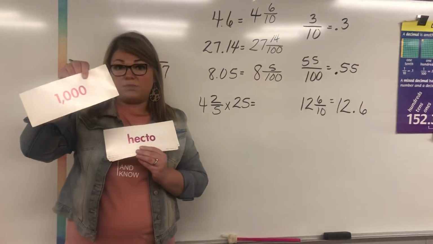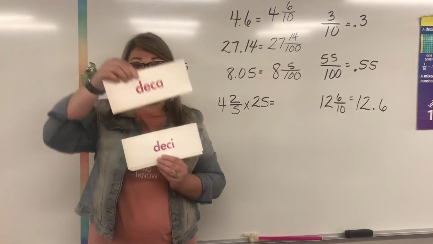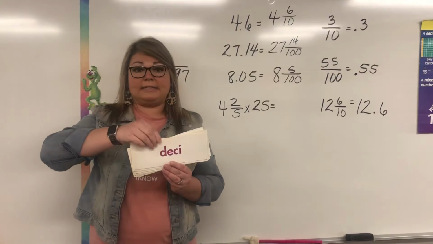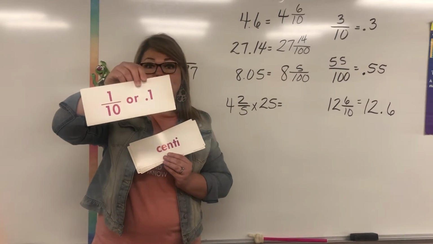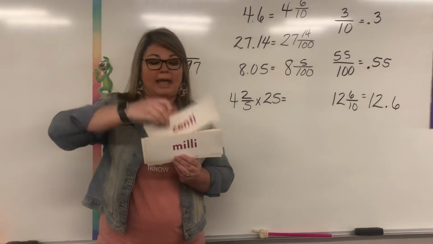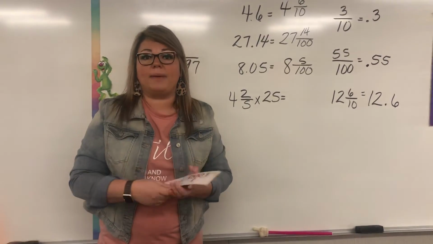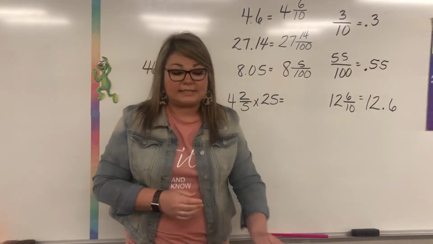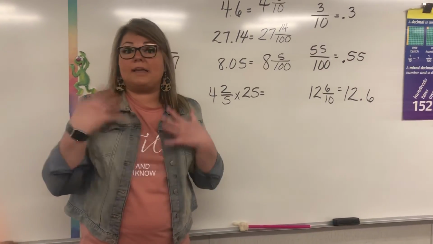Kilo still means 1,000, hecto 100, deca 10, deci means 1/10 or 0.1, which would be the same thing either way. Centi, 1/100. And then milli, 1/1000. And it doesn't matter if it's talking about meters or liters, those prefixes still mean the same amount. Kilo always means 1,000. Deci always means 1/10.